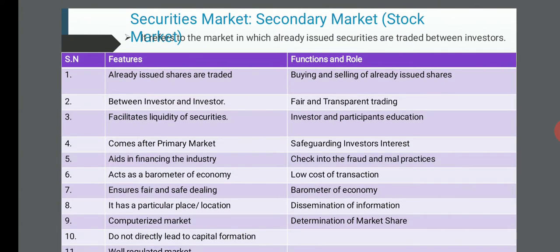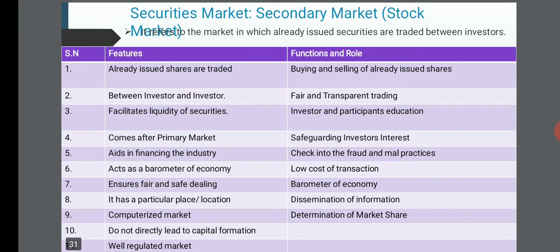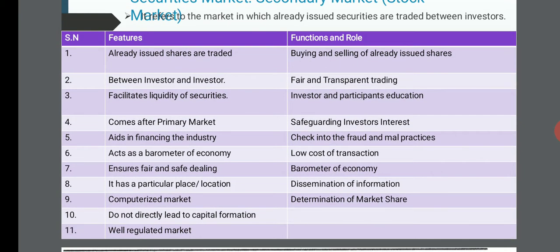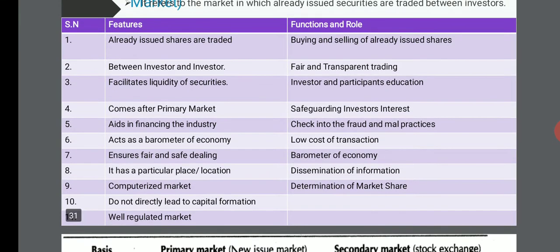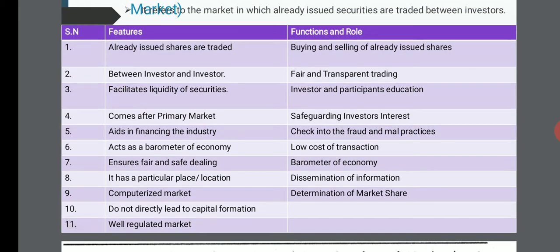Secondary market is a market in which already issued securities are traded between investors. Features: already issued shares are traded between investors. Facilitates liquidity of securities. Comes after the primary market. Aids in financing the industry. Acts as a barometer of the economy. Ensures fair and safe dealing. It has a particular place and location. The Bombay Stock Exchange and National Stock Exchange are the examples. Computerized market. It does not directly lead to capital formation, but it leads to mobility of shares.